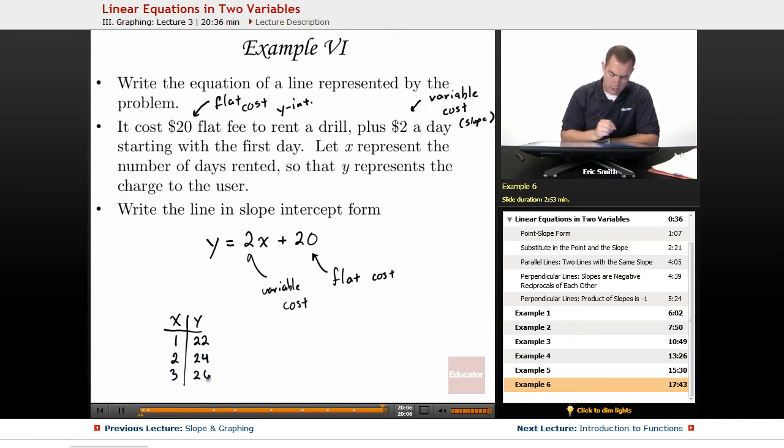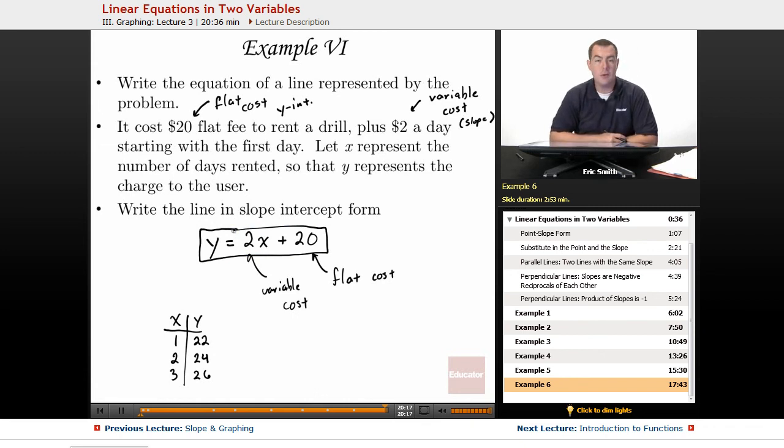And really you could go on and on figuring out how much it costs for each of the different days. But in the end, this formula right here would represent how much we need to charge them. You just simply plug in the number of days for X, and Y would give you the cost.